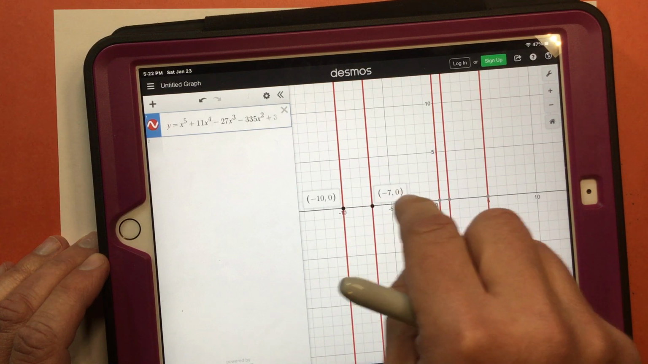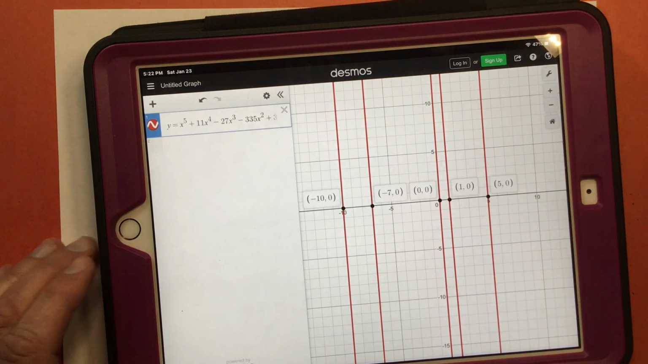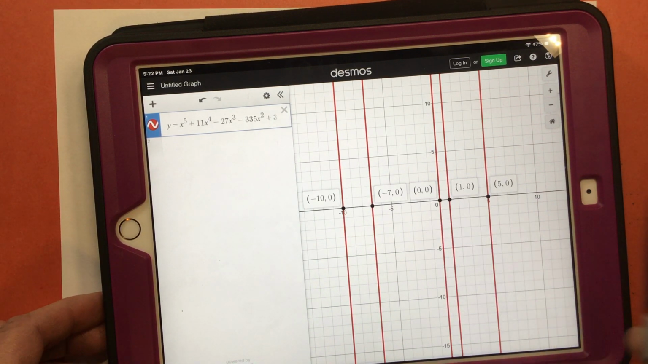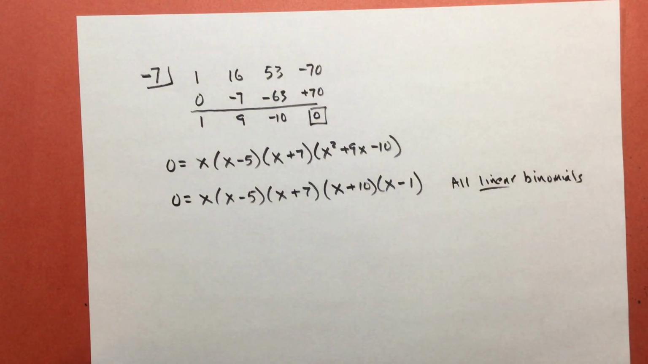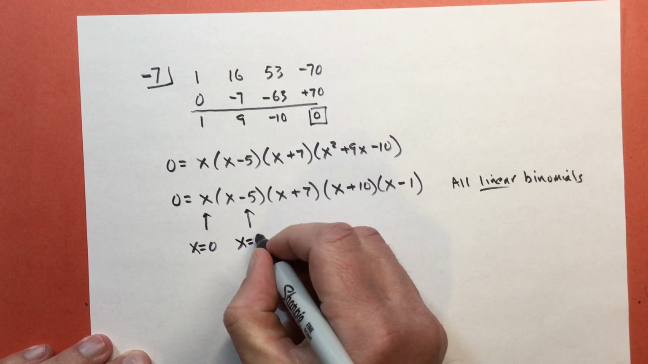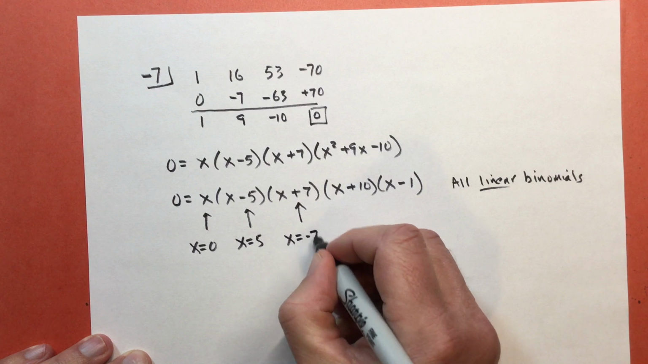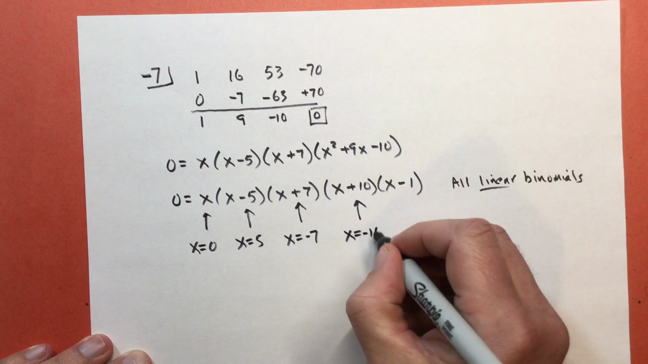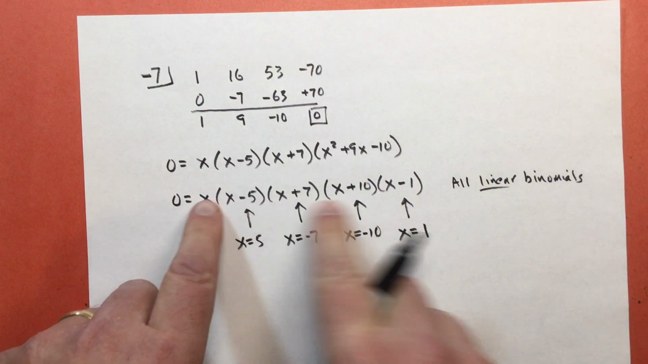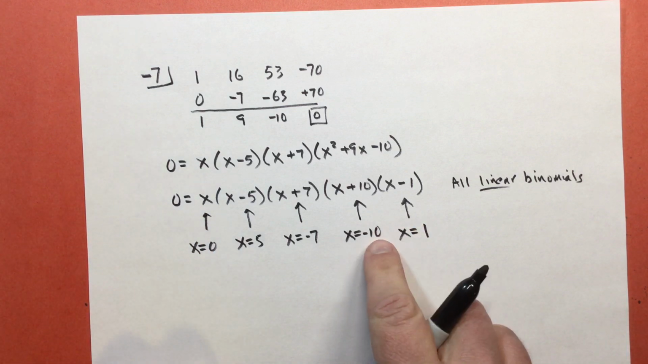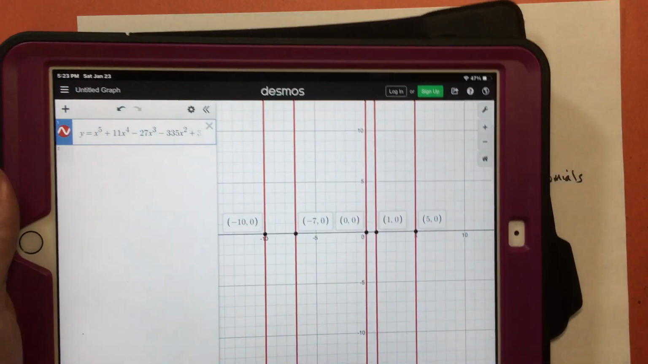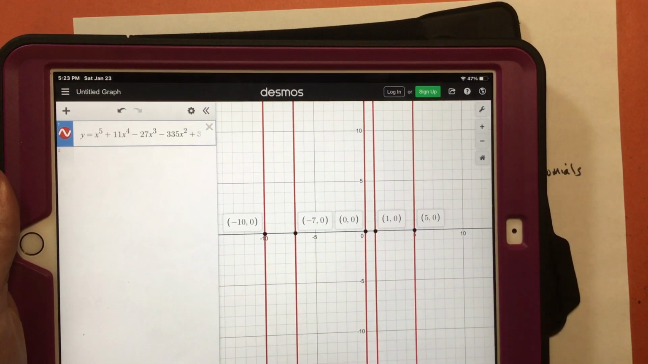Boom, boom, boom, boom, boom. Now, what are my zeros? Negative 10, negative 7, 0, 1, 5. What have I done so far? Right here, x equals 0. Right here, x equals 5. Right here, x equals negative 7. Right here, x equals negative 10. Right here, x equals 1. And I know I don't have them in the order that Desmos is, but if I go negative 10, negative 7, 0, 1, 5, from smallest to biggest, that's what I got.